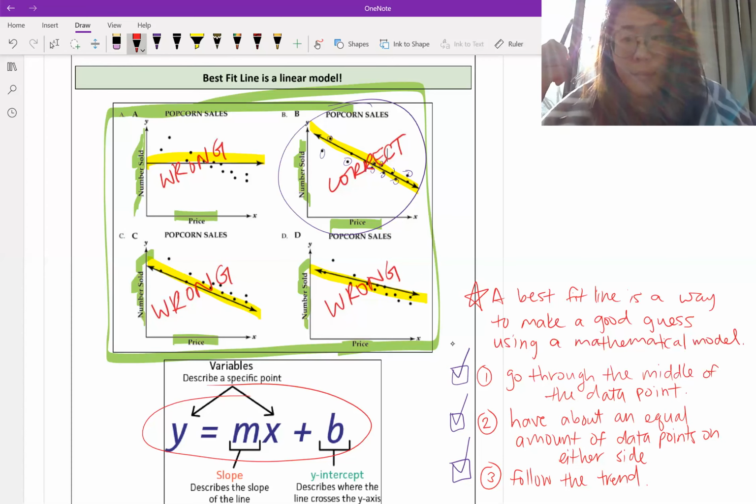Once again, a best fit line is a line that we use to calculate based on the data. We want to make a good guess, so we need to find a line that best represents the data or the trend of the data. That's why it's really important that it cuts through the middle, because then and only then would we be able to make a good guess using this line.